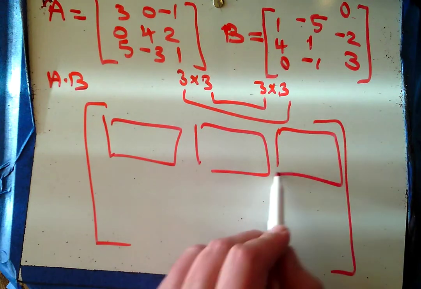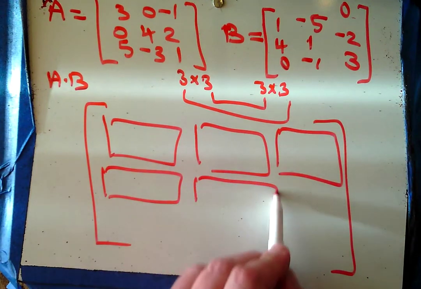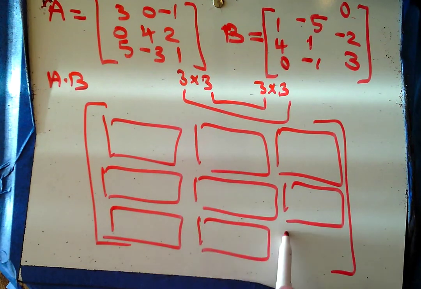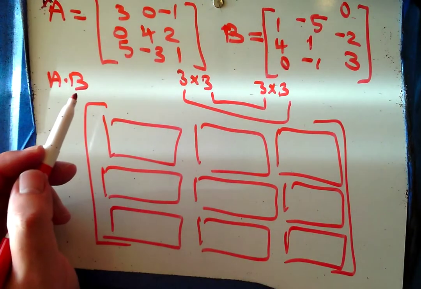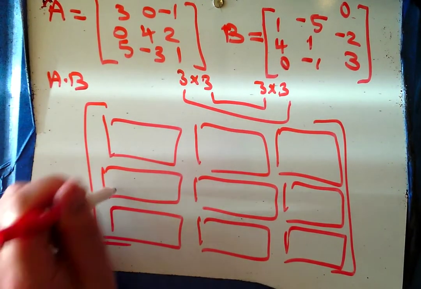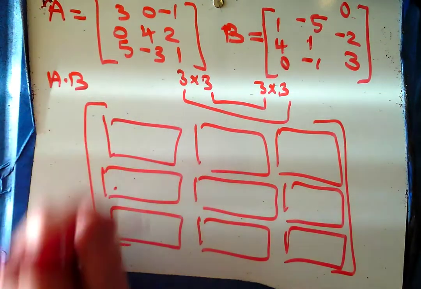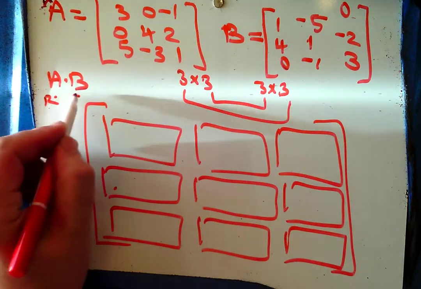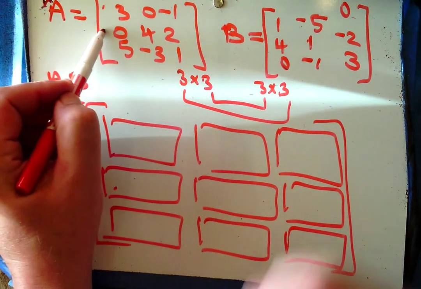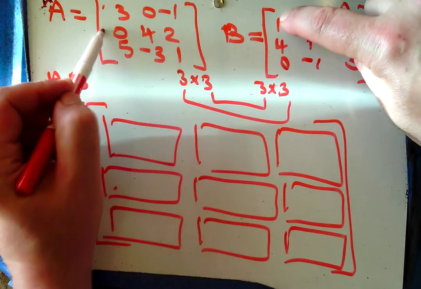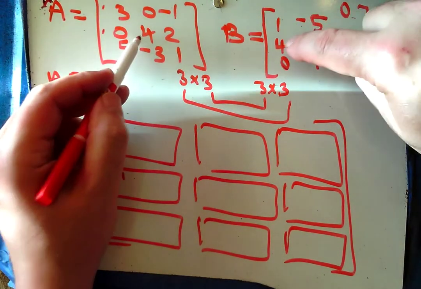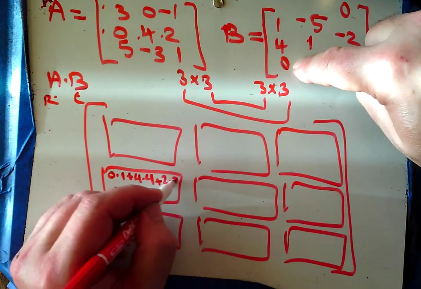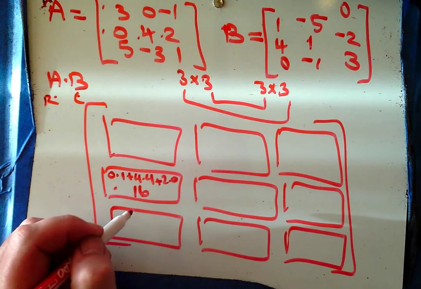I know you think this is silly to draw this big graphic organizer. My experience is students who do not do this get lost in figuring out what goes in which cell. So, if I want to fill in this cell, I know I'm on the second row, first column. This one provides rows, this one provides columns. So I want the second row, and I want the first column. I'm going to have 0 times 1 plus 4 times 4 plus 2 times 0. And I end up with 16.